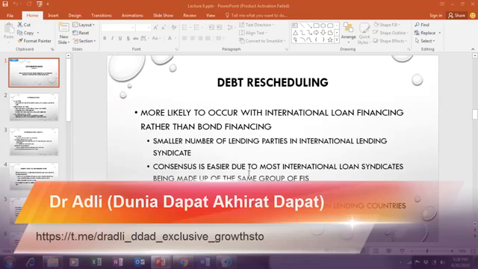Now, this is more likely to occur with international loan financing rather than bond financing. So basically, rescheduling, when you are talking about credit management, is for the bank, for the local consumers. But when you talk about risk management in sovereign risk, then you are talking about rescheduling for a country, the debt of a country.